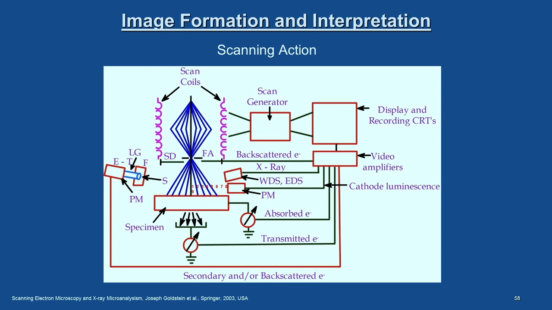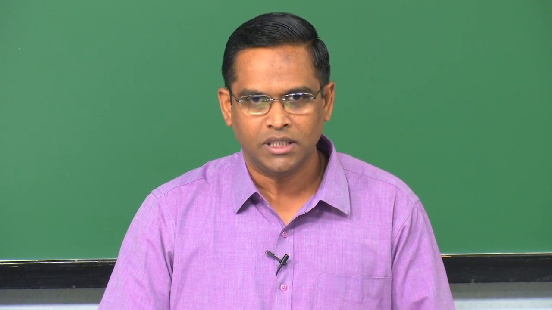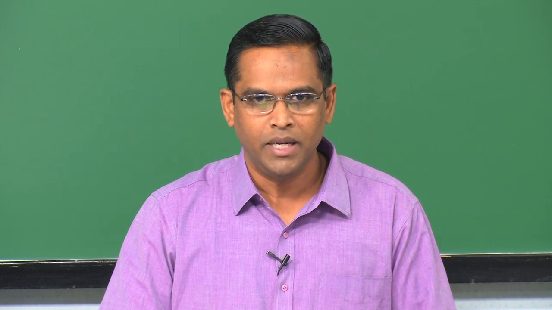That means the signal which is coming from the specimen surface, either a characteristic X-ray, a secondary electron, or a backscattered electron, lets us interpret the specimen surface at that particular point. But if we are interested in the complete surface area of the specimen, the beam has to scan from one point to the other. So the beam scans point by point on the specimen surface, and that is what the scanning action is all about.